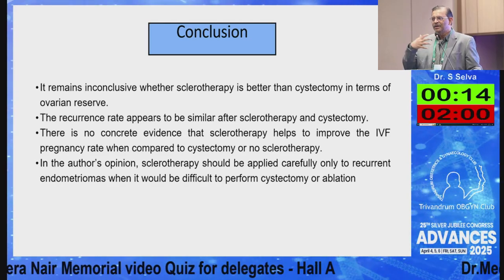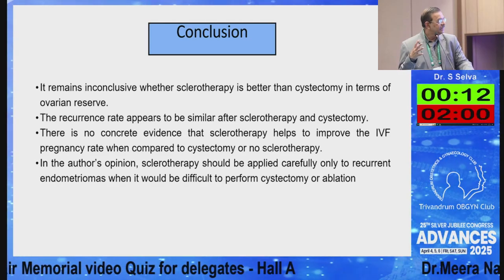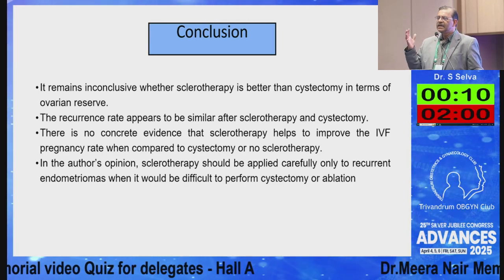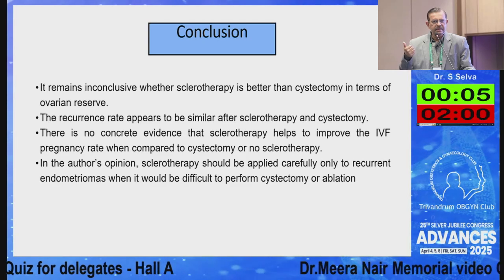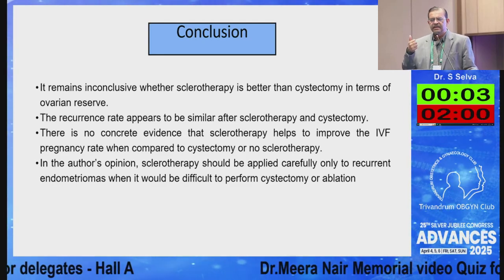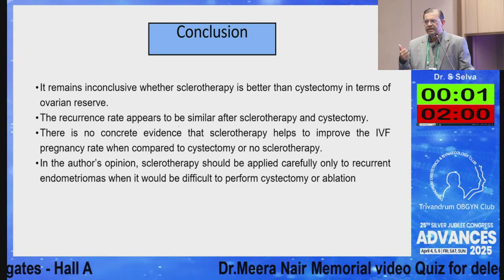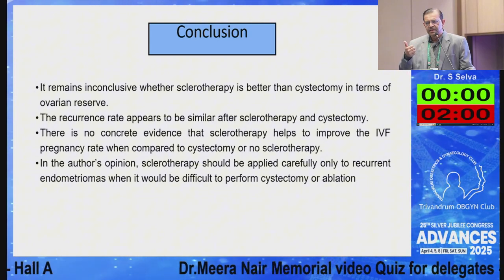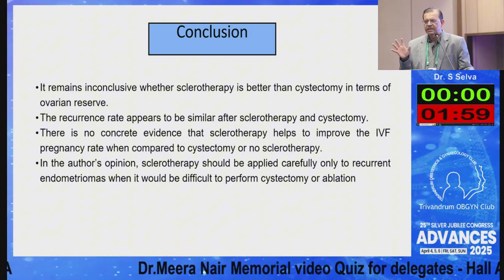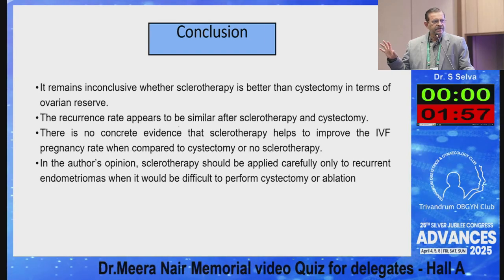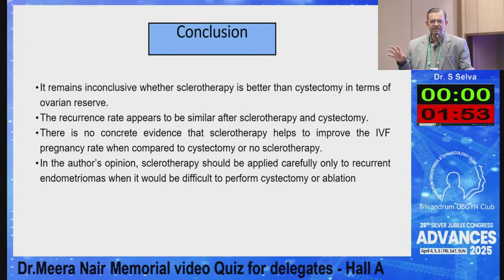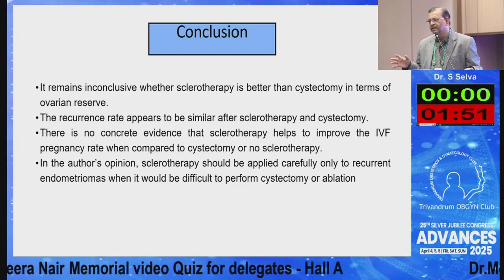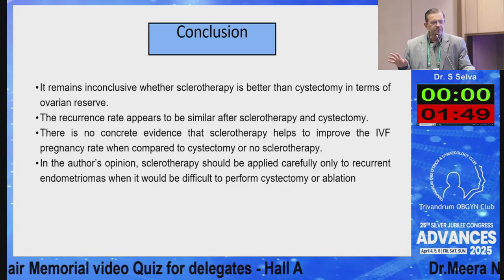So I will tell you what my take is in this situation. Basically, we see 3 groups of patients with endometrioma. We see the young girl with endometrioma, a young or unmarried girl. In this kind of patient, my policy is to defer surgery as long as possible until they get married. Unless the cyst is so big or very symptomatic, I will not do surgery.